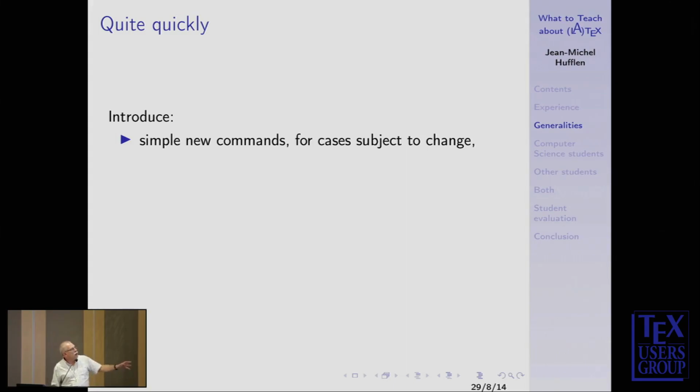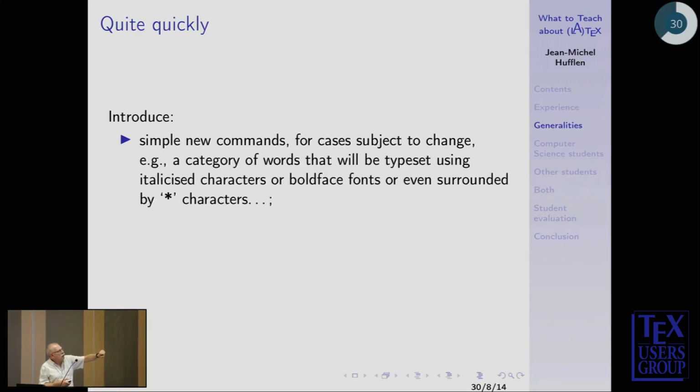So, for example, maybe you will add an index for person name. Maybe not. So the best technique is to use a command for person name and rewrite this command each time. Or, for example, some category of words that will be typeset using some effects. Italicized characters or boldface font. So, in fact, even that is something subject to change.